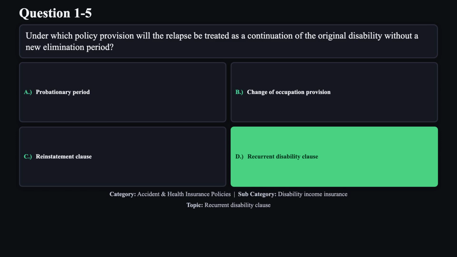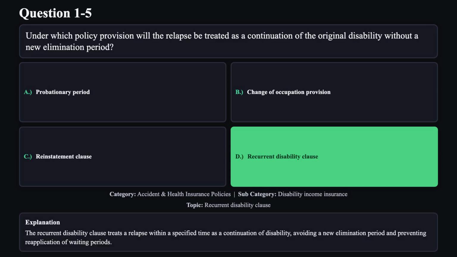The correct answer is D. The recurrent disability clause treats a relapse within a specified time as a continuation of disability, avoiding a new elimination period and preventing reapplication of waiting periods.